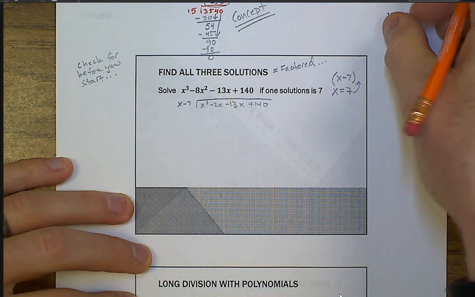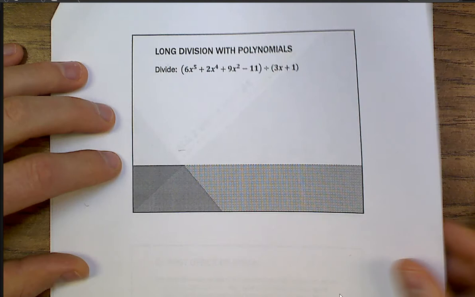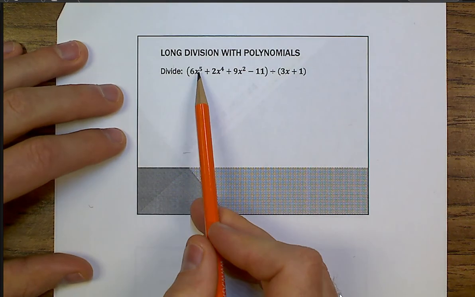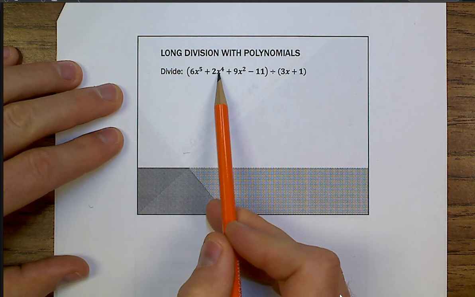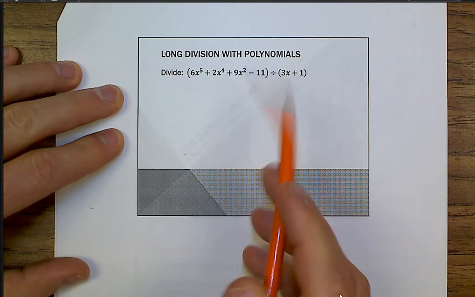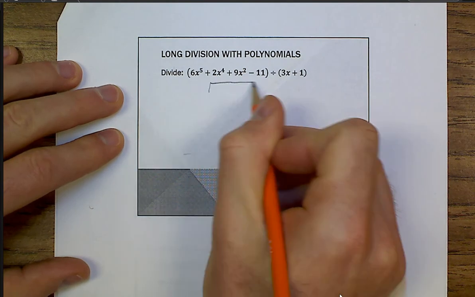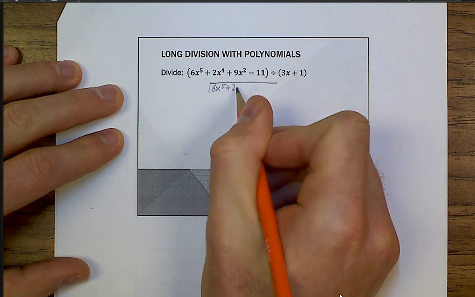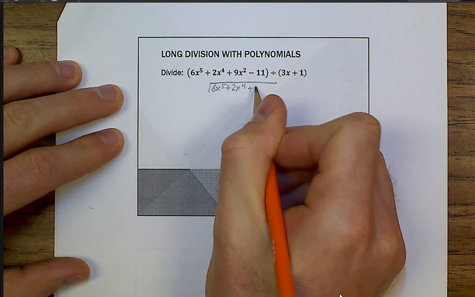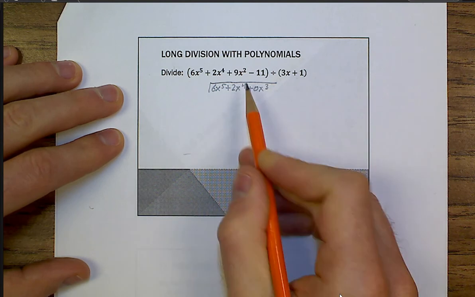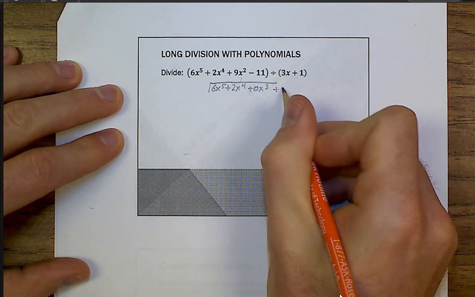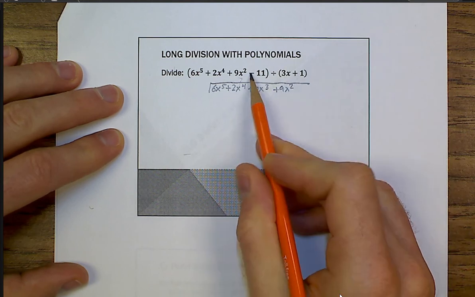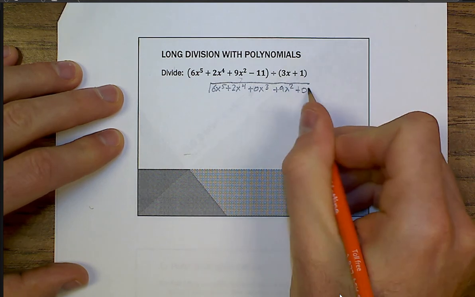I'm going to flip over to this problem right here. This is the very last problem. This goes x to the 5th, x to the 4th, and there's no x to the 3rd. I know I'm jumping ahead, but I want to show you because this is important before you can start. You would put in a plus 0x to the 3rd. You have an x squared, so plus 9x squared. There's no x either, so we plug in another 0x, and then the minus 11.